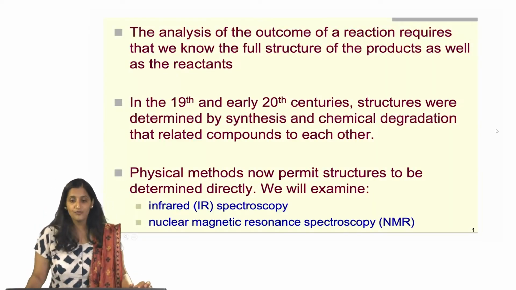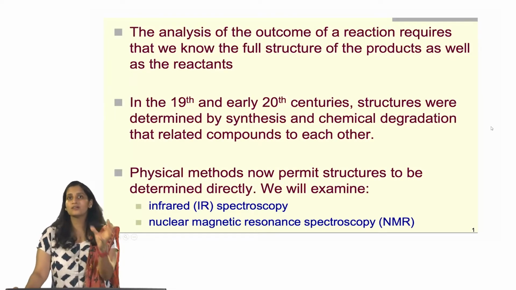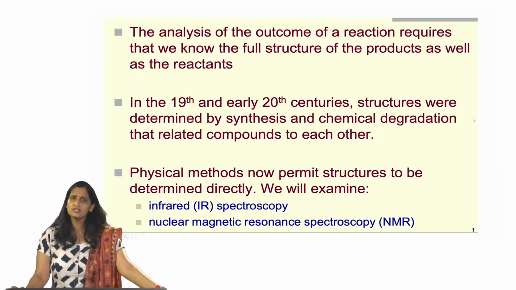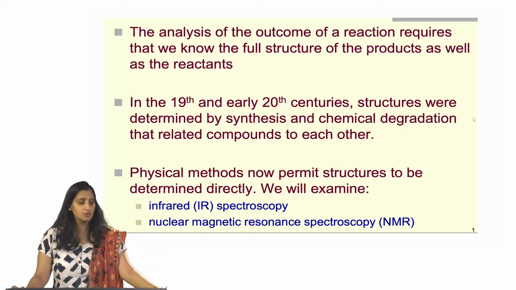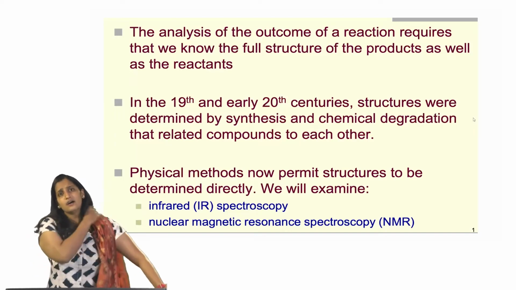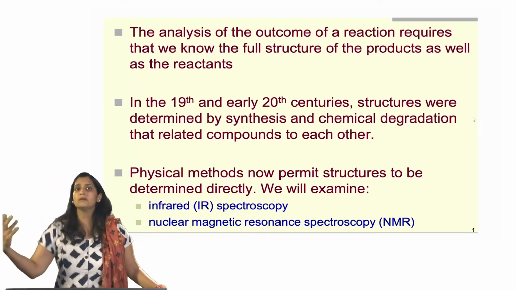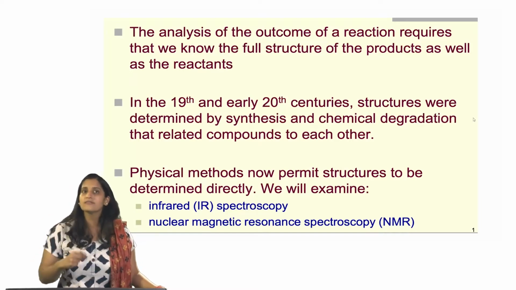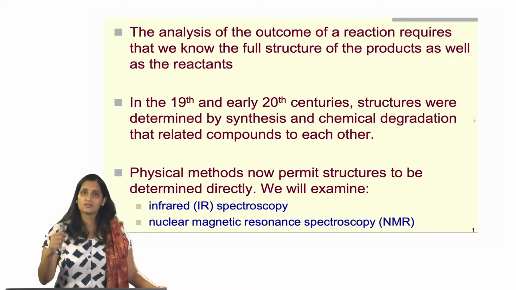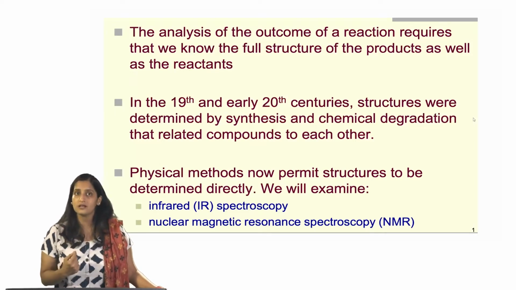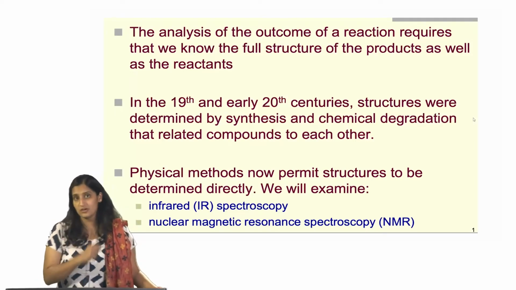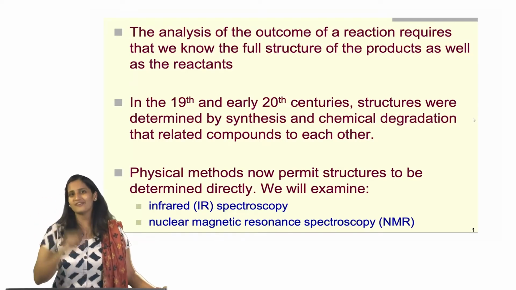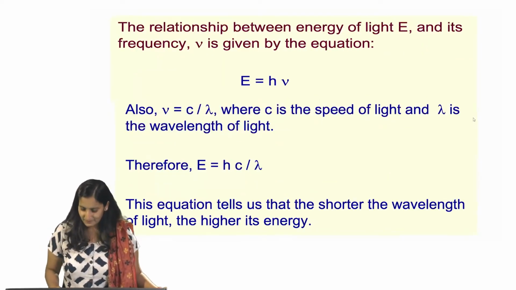We really want to know what the product of our reaction is. Earlier, in the 19th and 20th centuries, people used to try chemical degradation. They did a lot of synthesis and then various chemical tests to figure out if they had really formed the compound. But nowadays, because of the advance of technology, we don't rely on those things. We instead have spectroscopic techniques. I'm going to talk about infrared spectroscopy today, and we will see how it helps us figure out if we have formed an alcohol or an alkene in the previous reaction.